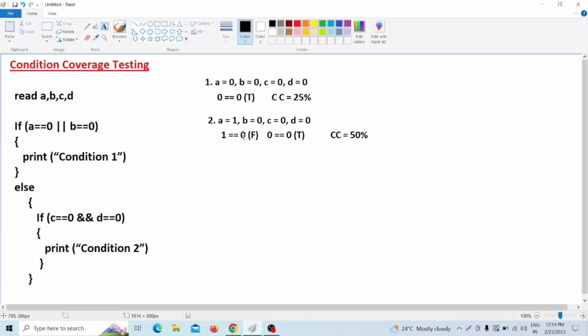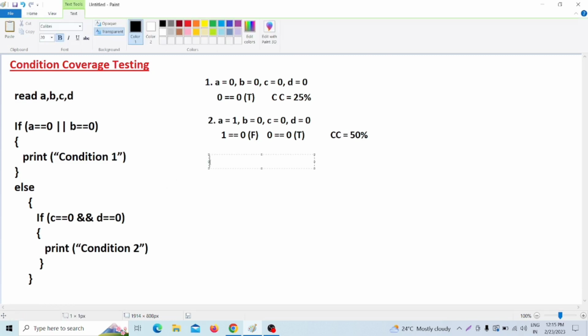In condition coverage, we are checking everything based on conditions; it doesn't matter whether the result is true or false. We have to check how many conditions we covered. So here 2 conditions are covered. This is condition 1, this is condition 2. So the condition coverage will be 50% out of these 4 conditions. Now I go to step number 3, or condition 3, or example 3.